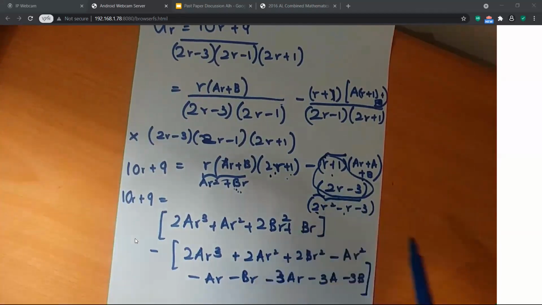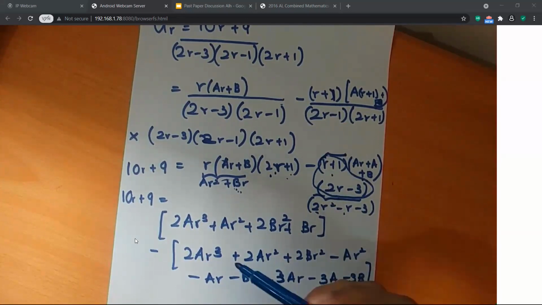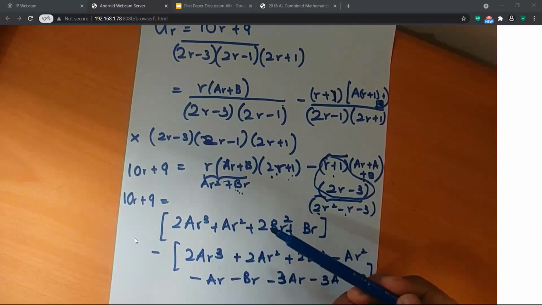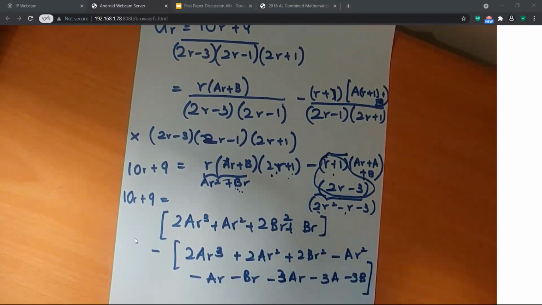Okay, before cutting the stuff off, look at whether the simplification is correct. Otherwise, at the next step, you get stuck. So 2AR square. Okay, I think it's okay. If there's any mistake also you can say.